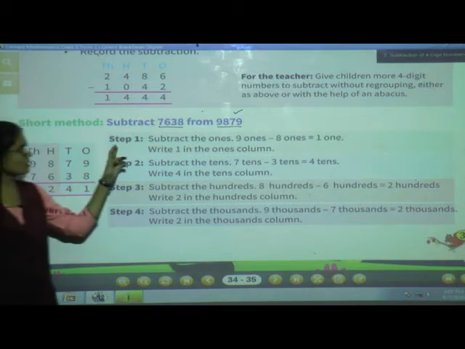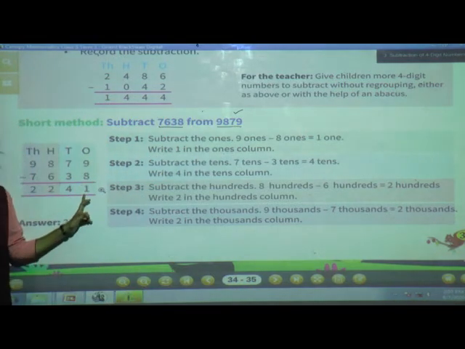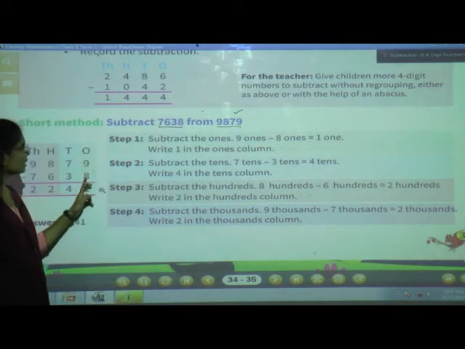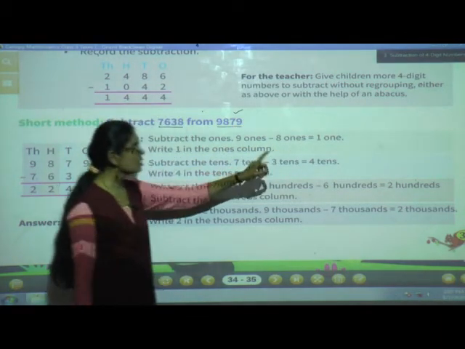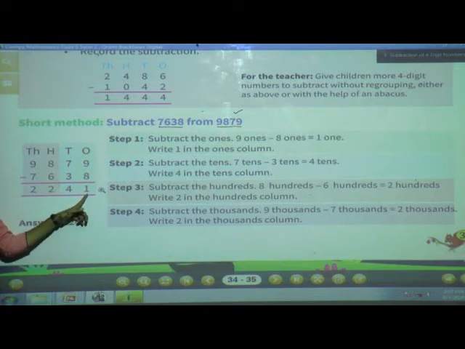So here what is the first step? Subtract the ones. We should start from the ones place. Always we should start from the ones place. Okay. So here 9 ones and here 8 ones are there. So 9 ones minus 8 ones. Then if we do the subtraction, 9 minus 8, we will get 1. So at ones place we will write here 1. Okay. Then in step 2 we will move to the tens place.